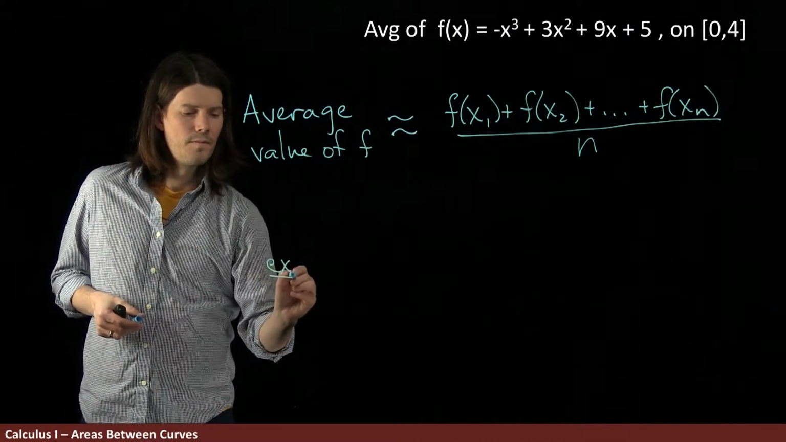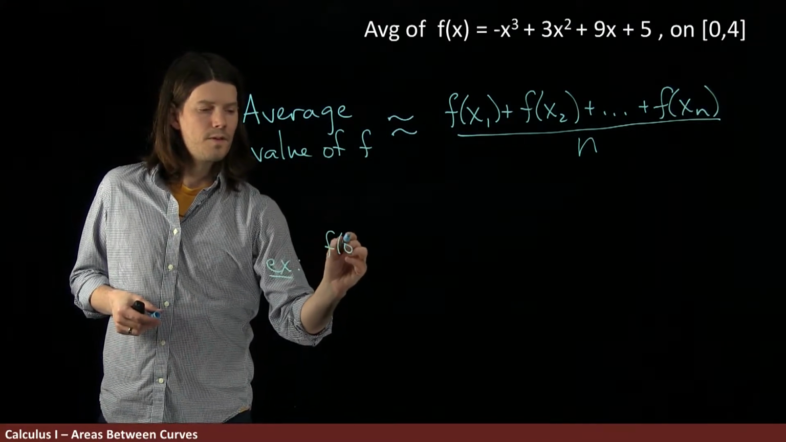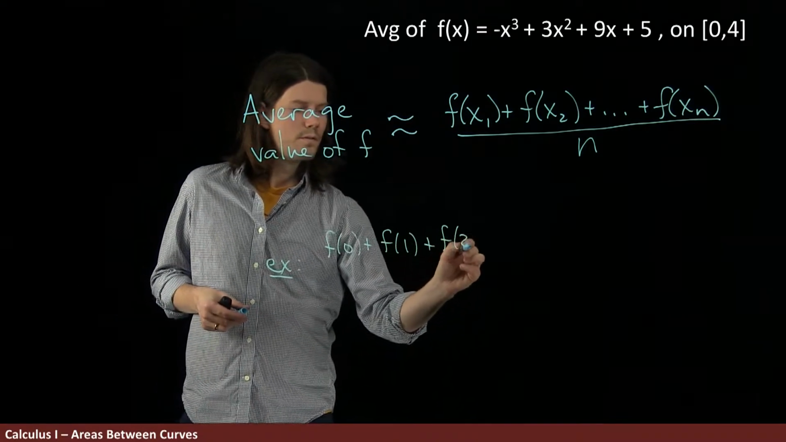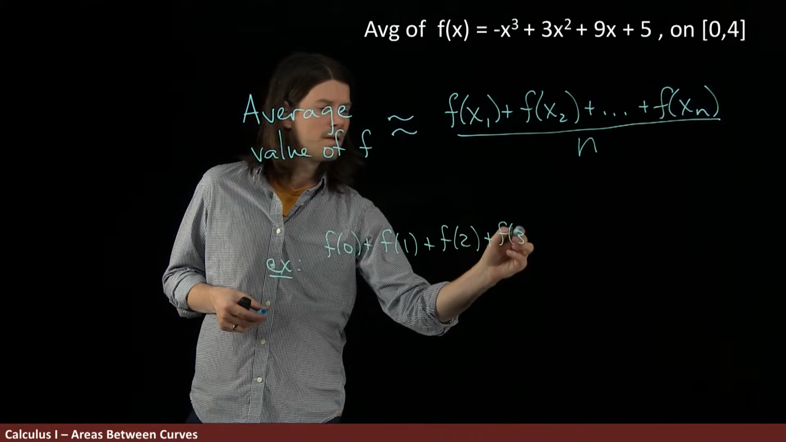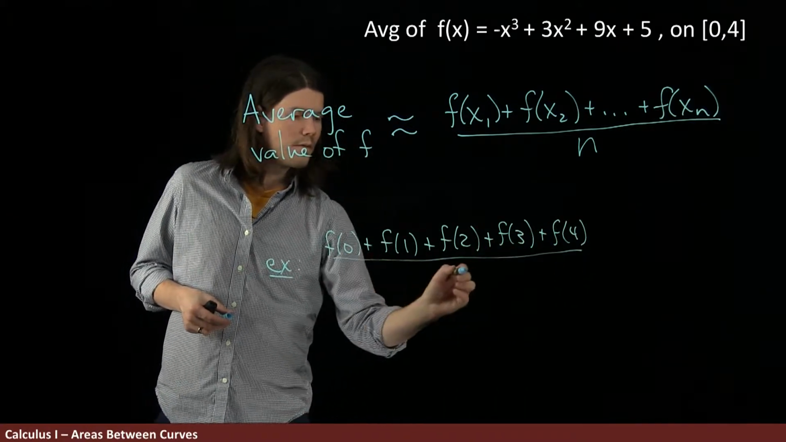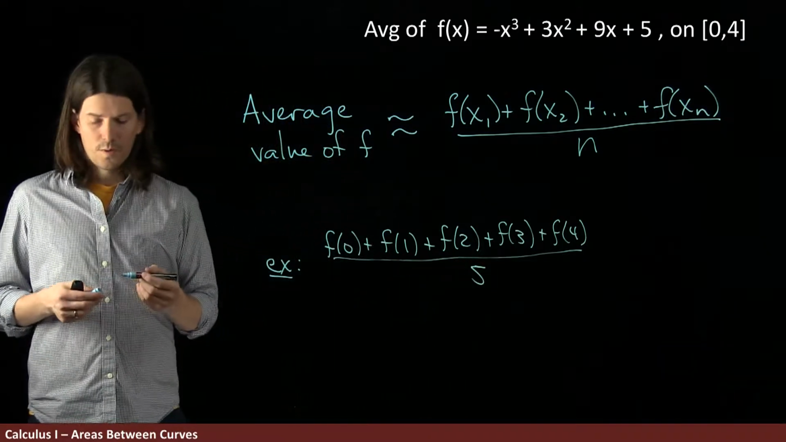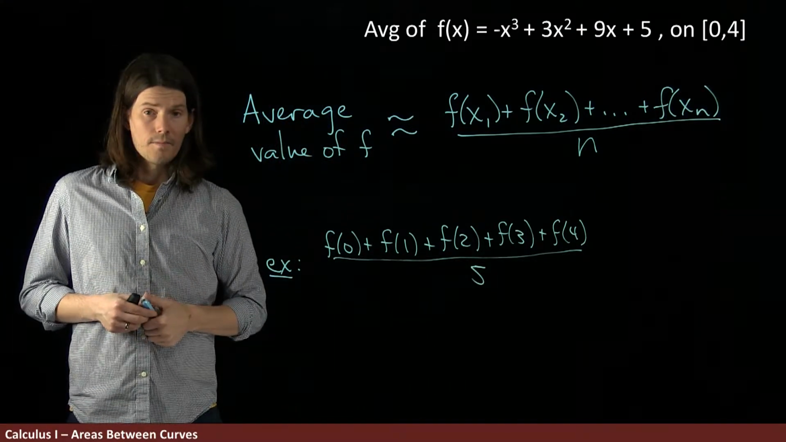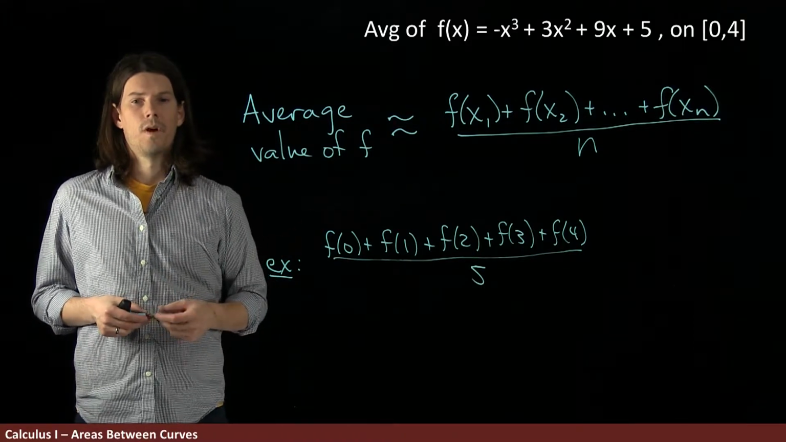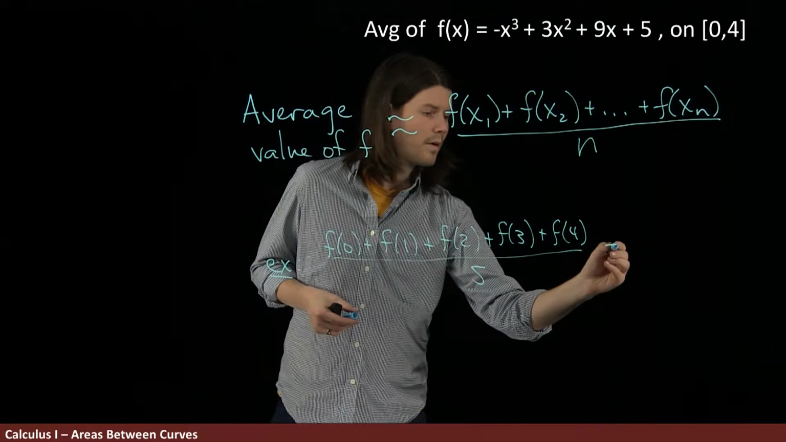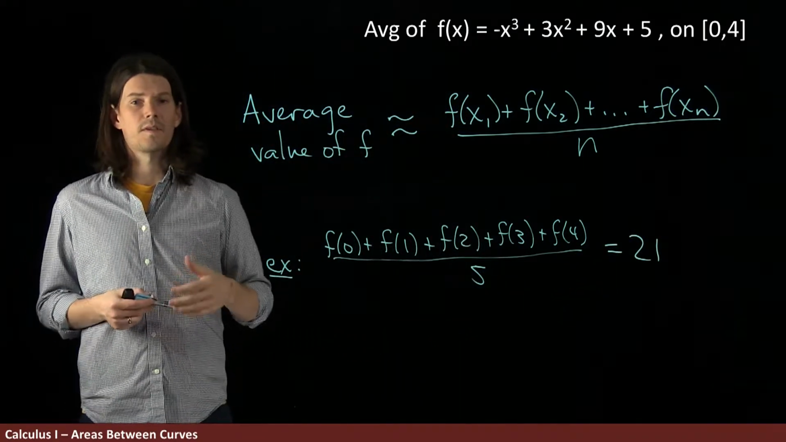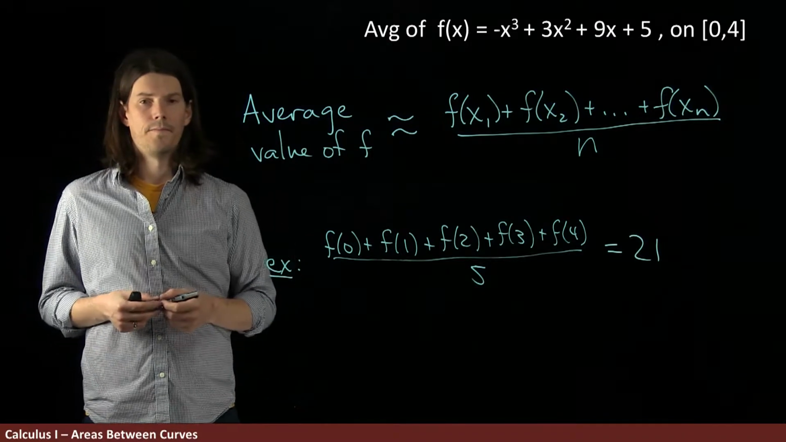for example, f of 0 plus f of 1 plus f of 2 plus f of 3 plus f of 4 all over 5. We don't have to go through and do this computation because we already did it. We said f of 0 was 5, f of 1 was 16, and so on. We saw that this was, from before, 21. So that's our first estimate for the average value of this function over this interval.